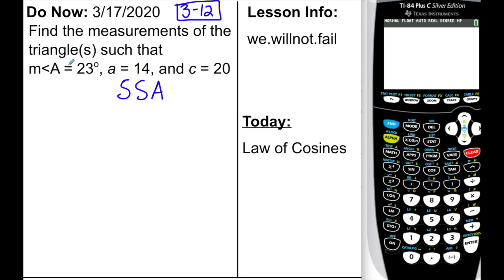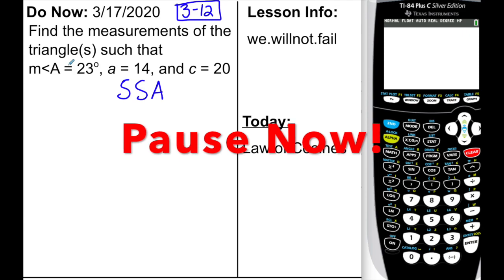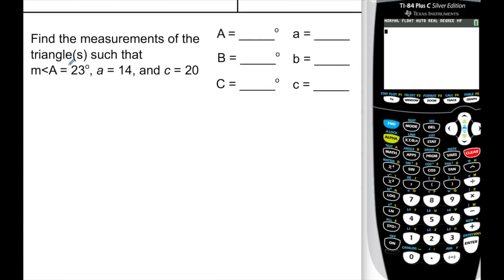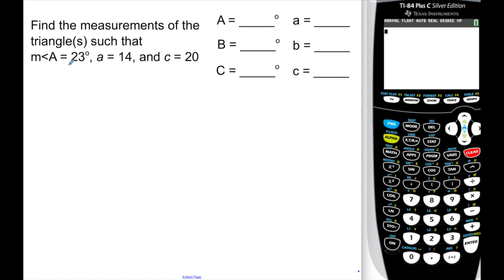Okay, so take a moment, try to find the measurements of any triangles that meet this description, and then when you're ready, unpause, and I'll break down the solution. All right, so let's start by taking a look at it. And again, if you haven't seen the video from the other day, I really recommend you take a look at that from the previous lesson.